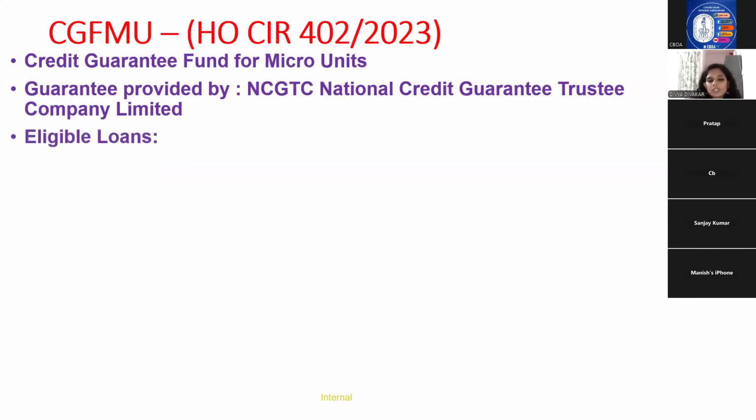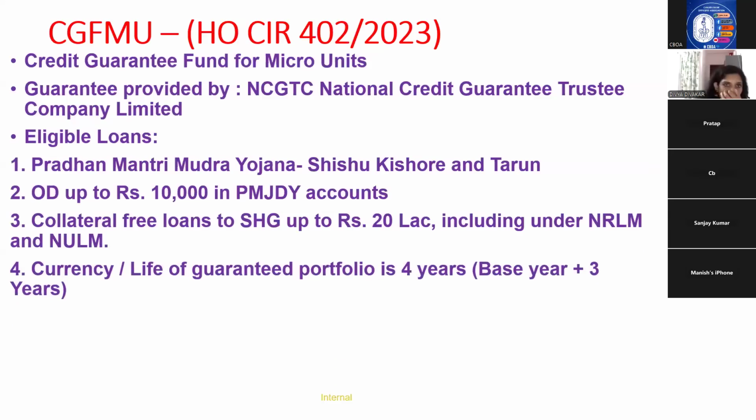We have discussed CGTMSC. Now we'll discuss CGFMU, Credit Guarantee Fund for Micro Units. It is provided by NCGTC, National Credit Guarantee Trust Company Limited. Eligible loans: Pradhan Mantri Mudra Yojana, PMMY. Mudra loans we are covering under CGFMU. Mudra loans are in 3 categories: Shishu, Kishore and Tarun. OD up to 10,000 in PMJDY accounts is covered under CGFMU.